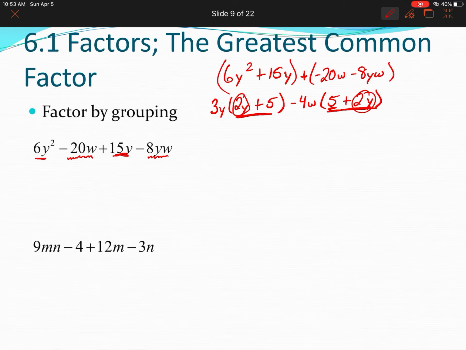So that 2y plus 5 is our common factor. When you factor it out, what's left is 3y minus 4w. And again, if at any point you say, well, I'm not sure if that's right, I want to check it, all you got to do is FOIL, multiply it back together, and you should get those terms you started with. Alright, so pause the video, try the next one on your own.